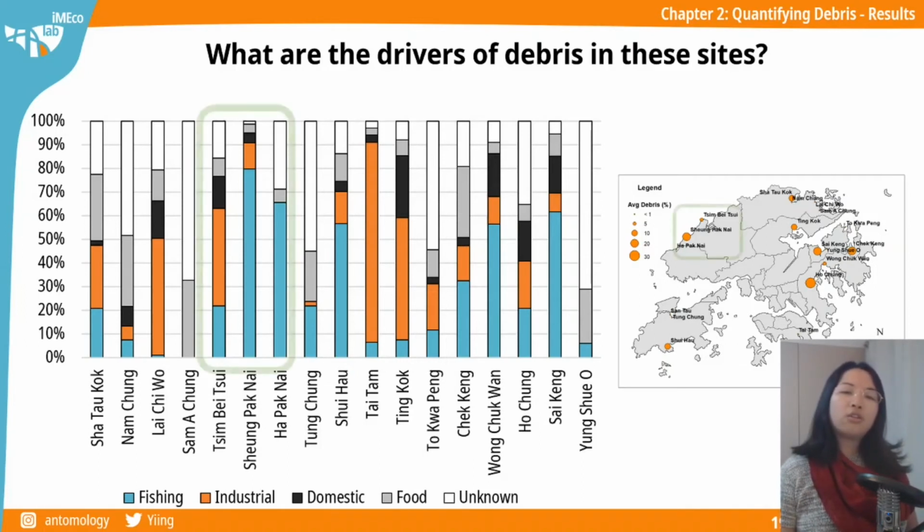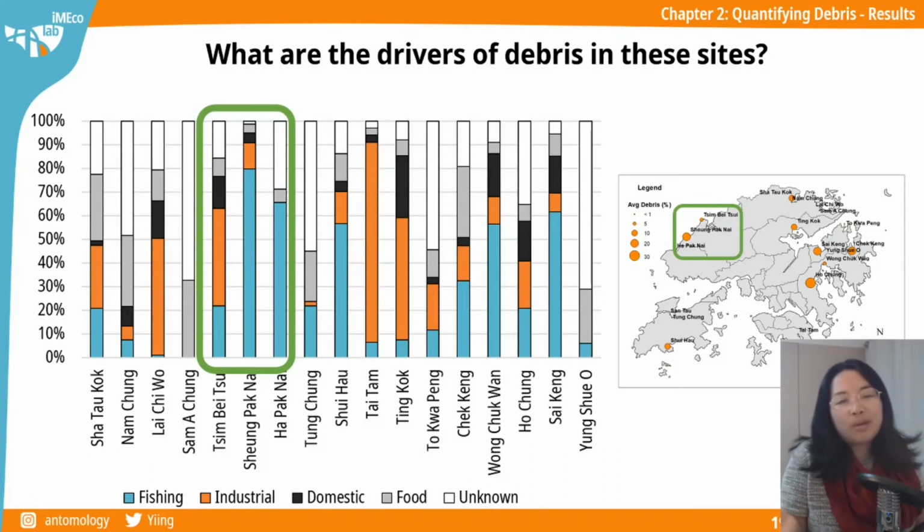So the only pattern I guess we could talk about maybe is that these three sites are located in Deep Bay. So Shenzhen, mainland China, is actually up here, and Shenzhen is right there, and between these two cities there's Deep Bay, which has a number of aquaculture farms, so I think growing oysters. So that impact and influence might be driving the higher levels of fishing debris in those mangroves, but I think that probably needs more investigation.